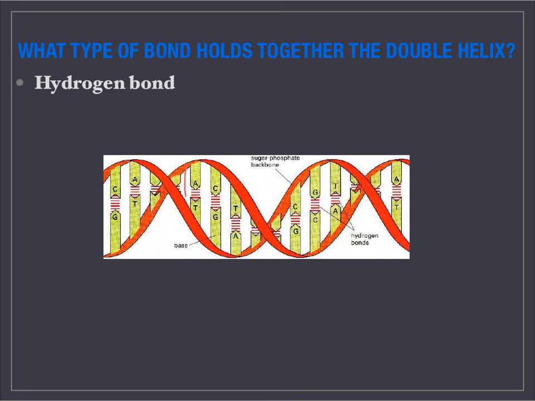The rungs of this twisted ladder model, this part here, would be the nitrogen-containing bases, and they're held together with hydrogen bonds. Remember, hydrogen bonds are weaker attractions caused by polarity, a charged part of one molecule being attracted to the oppositely charged part of another. These are not full charges, these are partial charges. And that's what holds the middle part, or the rungs, of this double helix together.